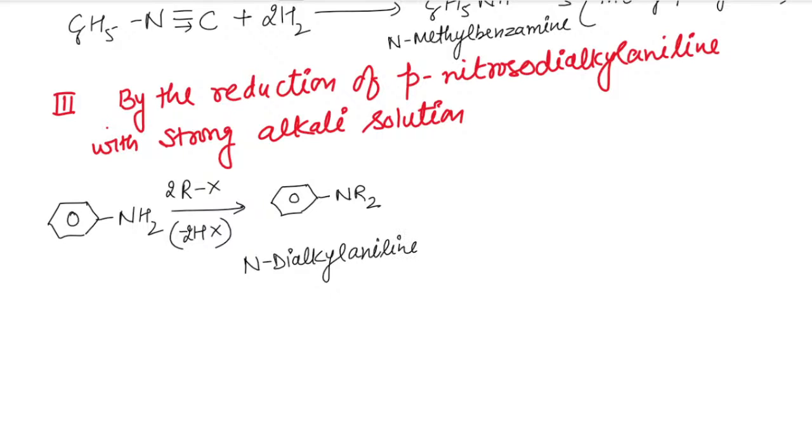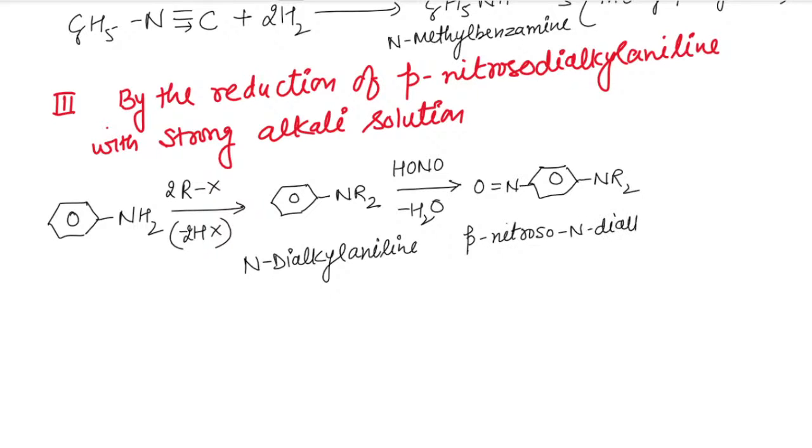Now after getting this N-dialkyl aniline, if we treat it with nitrous acid, means HONO, then the nitroso group is attached at the para position. Keep in mind, nitroso group is attached at para position. So what would we get? Para-nitroso N-dialkyl aniline. So this is the product formed.